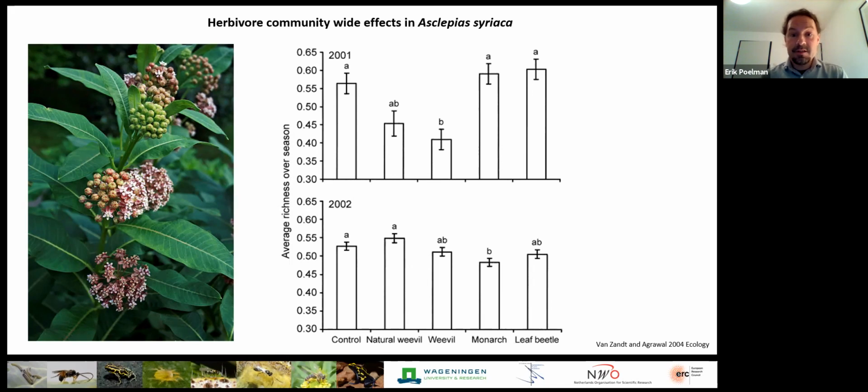And the second thing is that these patterns may not be similar or exactly the same each year. So in 2001 and 2002, when they did their studies, they saw that the responses of other species were a little bit different. So what is important is that we have this context dependency of these interactions, but we also see that basically the community that colonizes a plant is affected by the first herbivore that arrives on the plant because that first herbivore is changing the quality of that plant.